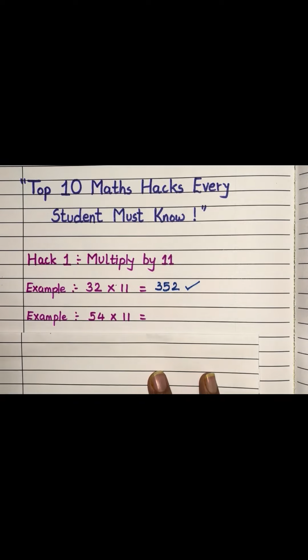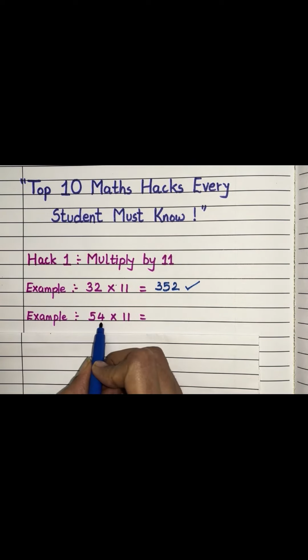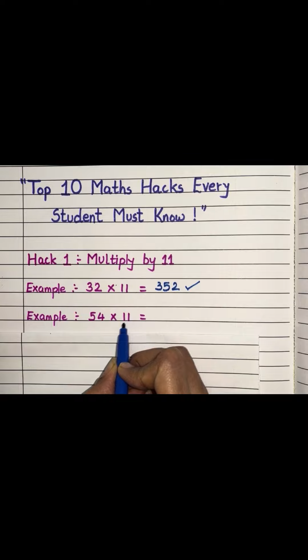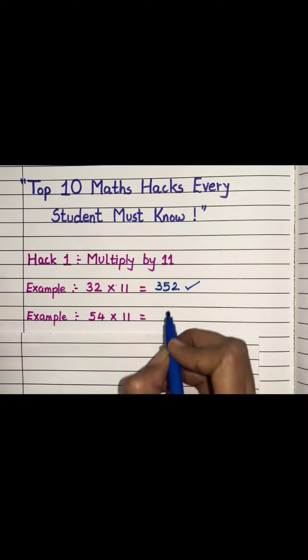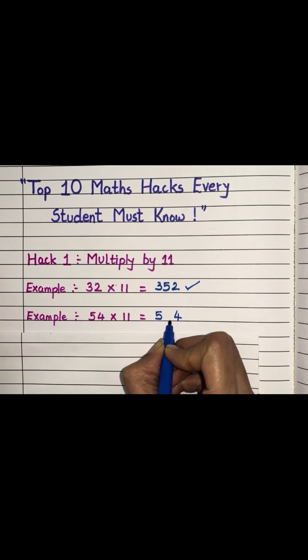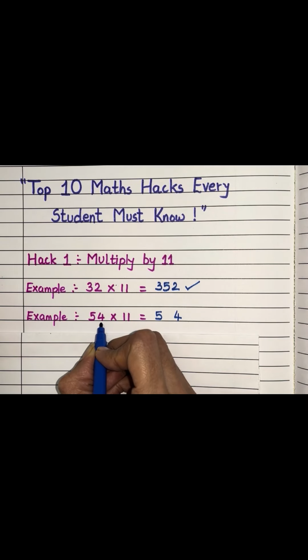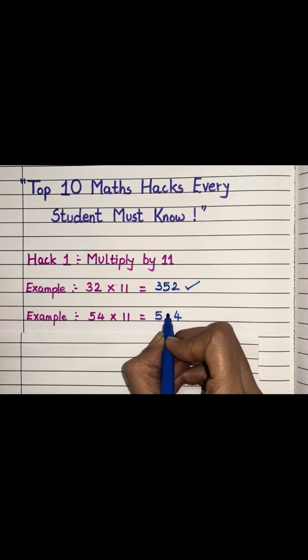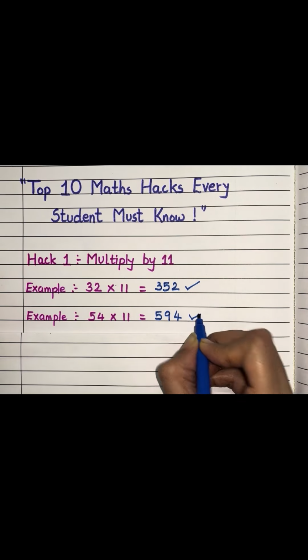Let's have a look at one more example, 54 multiply by 11. So in this number 54, we are going to first write 54 like this separately, leaving some space in the middle, and then we are going to add these two digits, that is 5 plus 4 is 9. So this is your answer.